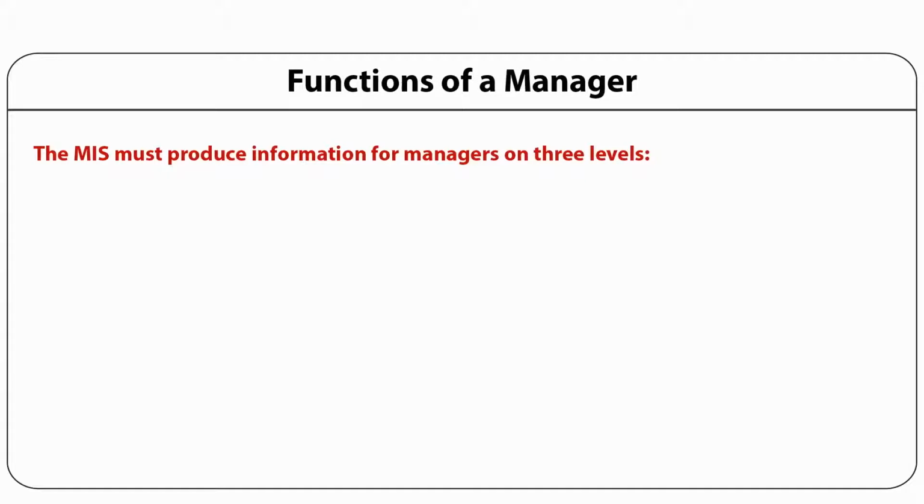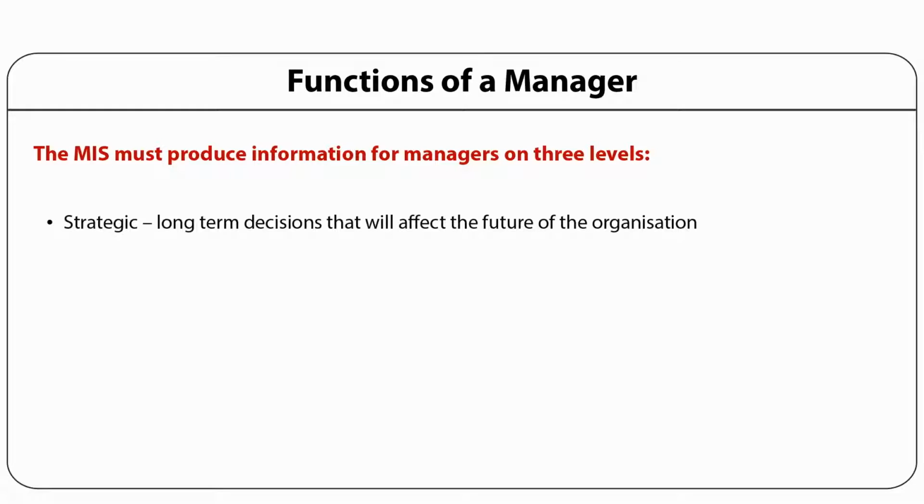The MIS must produce information for managers on various levels. The kind of information that is required to be produced for managers at various levels includes strategic information. That is, strategic information is required for long-term decisions. Long-term decisions are required by managers which are at the top level, and these kinds of decisions affect the future course of action of the organization.